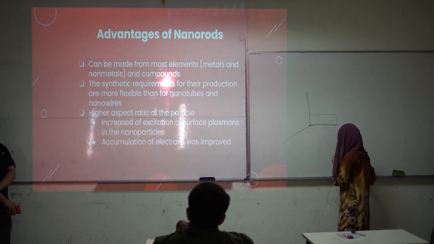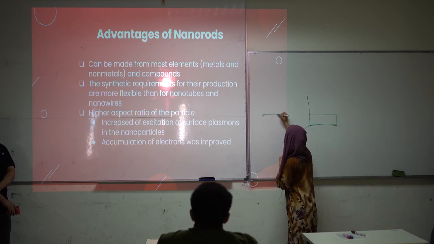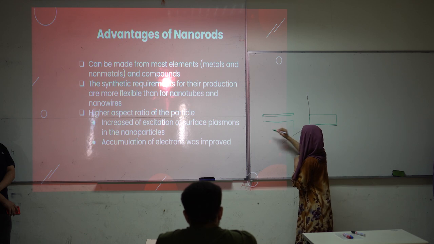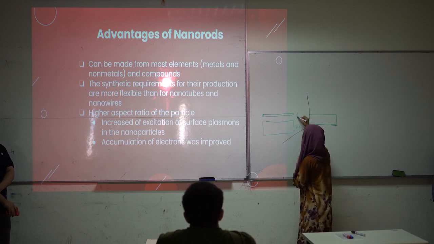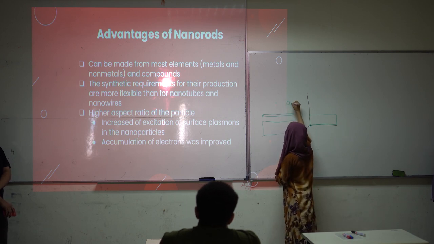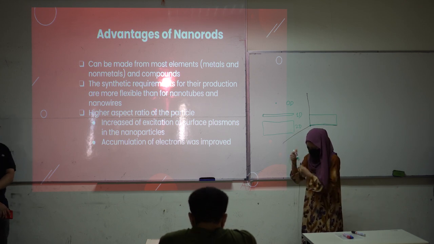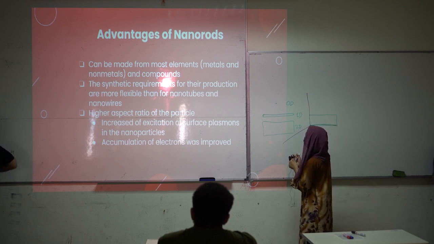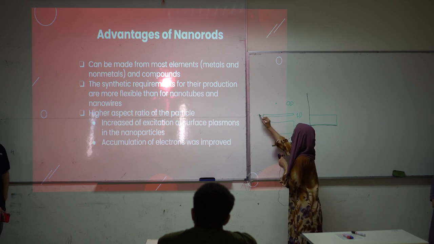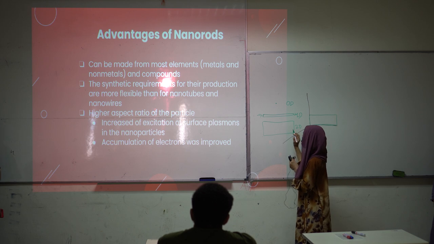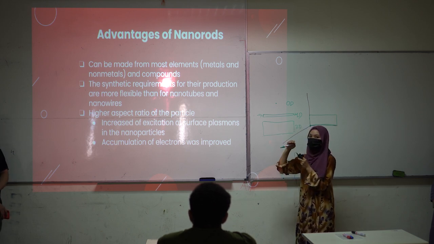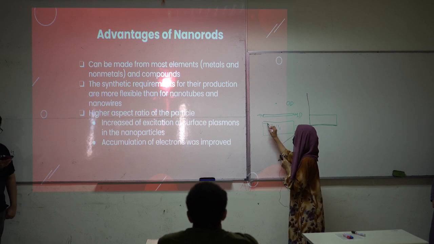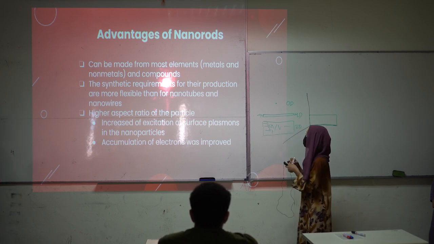So one dimensional means they are like this, right? They have a higher aspect ratio compared to a plate like this, which is 2D. This is 1D, and this is 0D. Higher aspect ratio means that the electron can move from here to here faster, faster electron mobility. But for this one, even though it has more surface area to volume ratio, the electron needs to move here, here, here. It's not efficient.